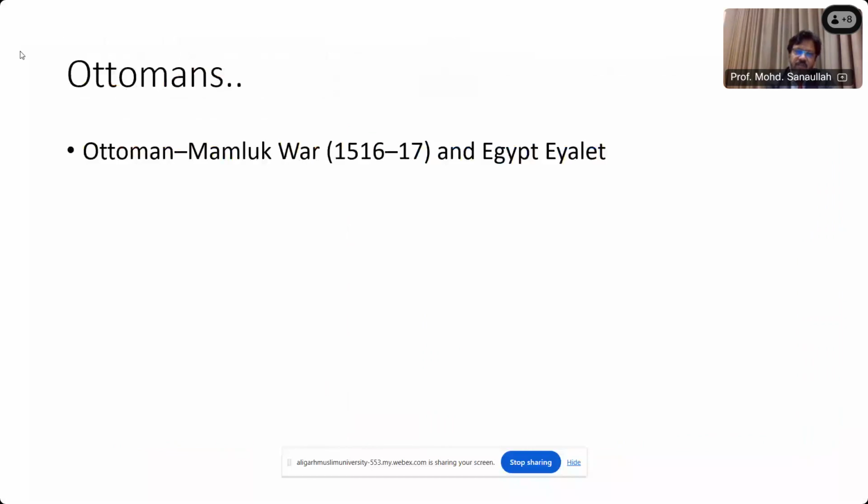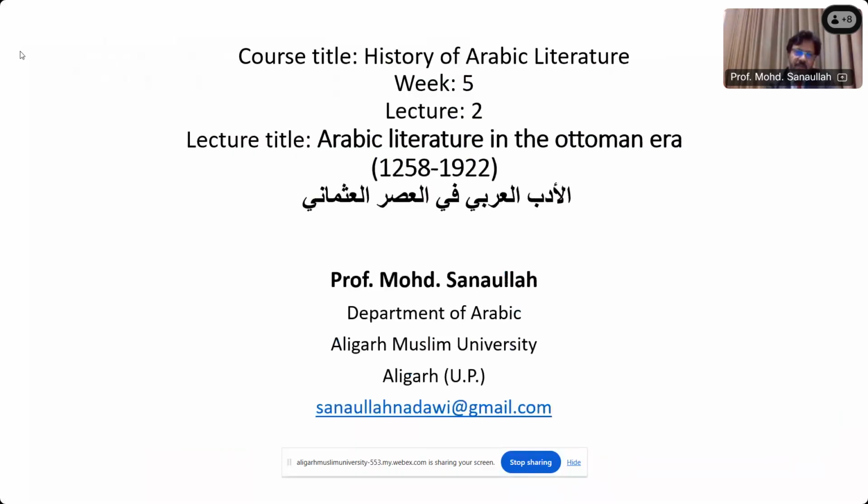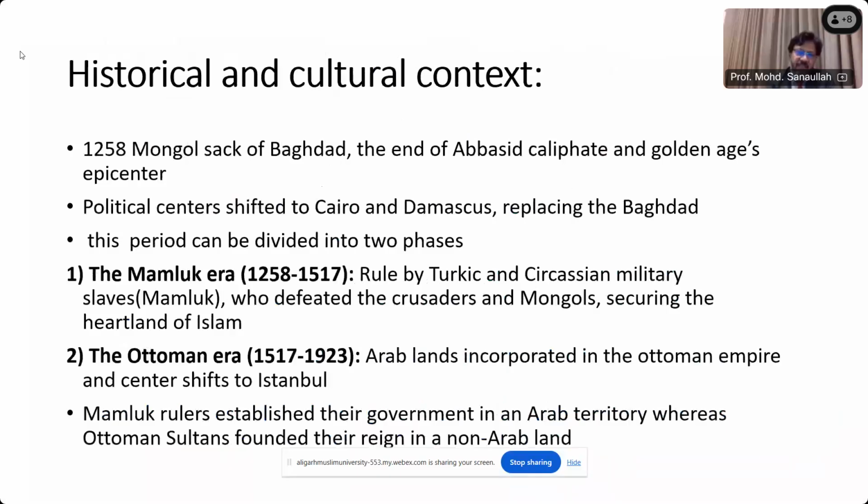Of course, then there was the Ottoman Mamluk War, 1516 to 1517, during which Egypt was transformed into a wilaya. It may be kept in mind that in Arabic we have several terms giving the meaning of a wilaya. One is wilaya, al-wilaya. Another is iala, al-iala. Both words stand for the same meaning. So that was something related to the history of that.